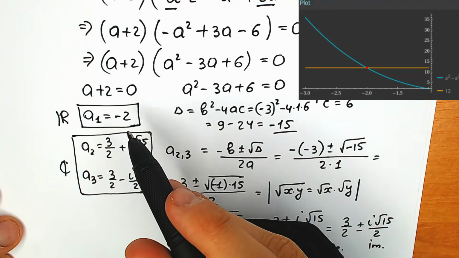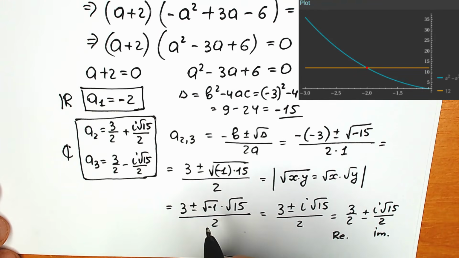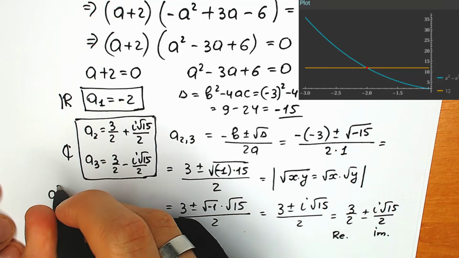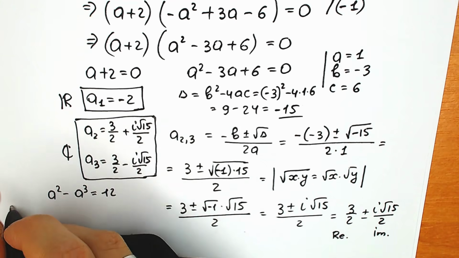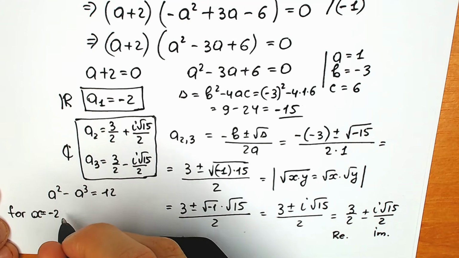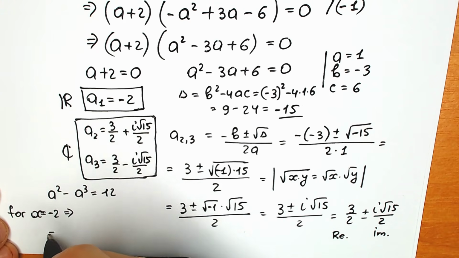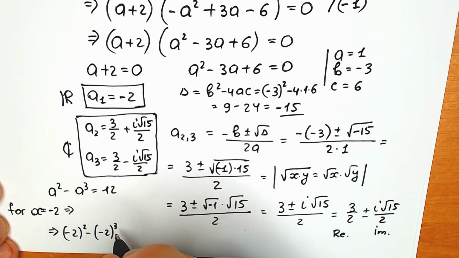Let's check real quick our a first equal to minus 2. First of all, our equation looks like that. In the beginning we had a square minus a cube equal to 12. So for a equal to minus 2, let's see what will happen. For x, not x, we have a, yeah, we have a equal to minus 2. So what do we have as a result? I don't have enough space, so let's solve this right here. We have minus 2 square minus minus 2 cube equal to 12.